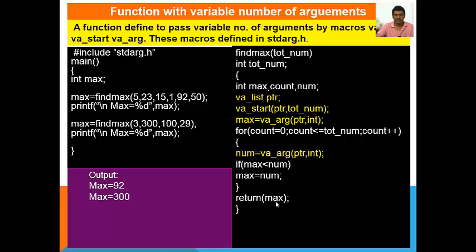It returns 300 to the main function. That 300 is assigned to max. Max equal to 300. This is the output. By using va_list, va_start and va_arg, we can pass a different number of arguments to the same function.